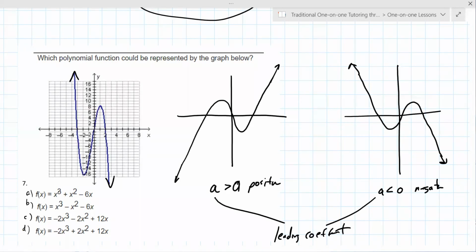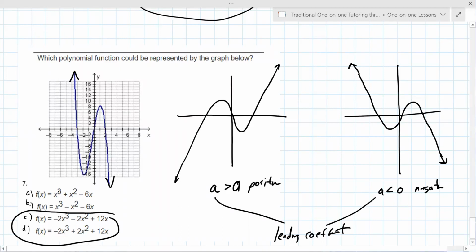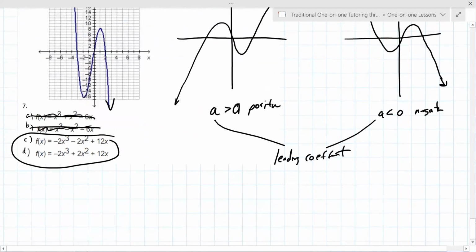You leave the two. So these are the two possibilities down here because they have negative leading coefficients. Do you see the negative in front? Yes. And this one starts high and ends low. Yes. Okay. So from here, not really a lot of good options. Again, if you just graph it, you'll get the right answer.